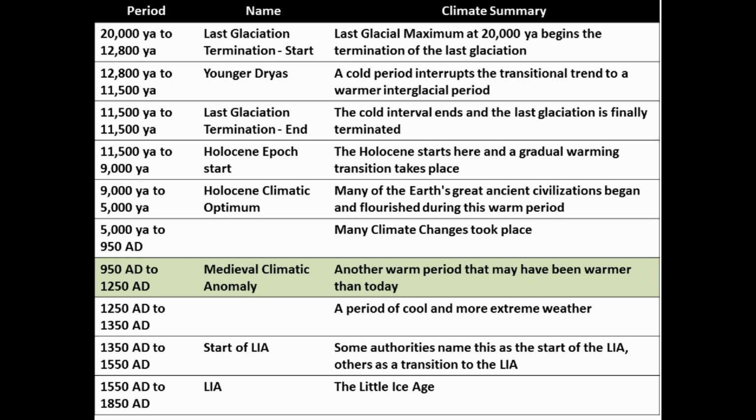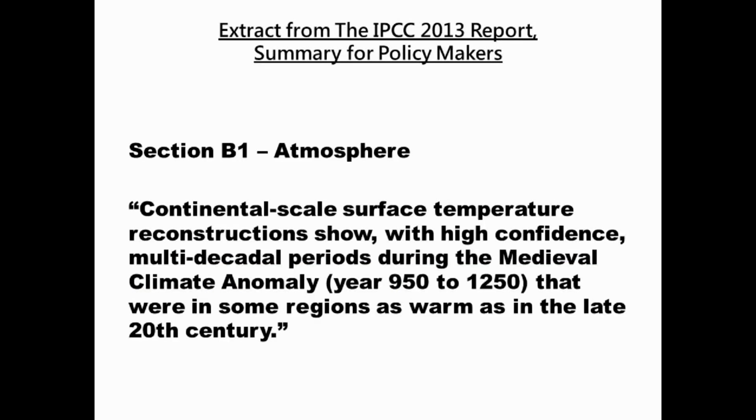Whatever the name, the period in question represents the warmest climate since the climatic optimum. Indeed, it is often claimed that the medieval climate anomaly was warmer than present temperatures. Of course, as you might expect, this is disputed. But, as this statement shows, the IPCC itself does recognise with high confidence that there were multi-decadal periods during the medieval climate anomaly that were, in some regions, as warm as in the late 20th century.